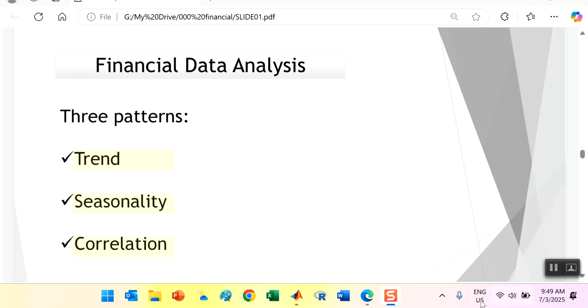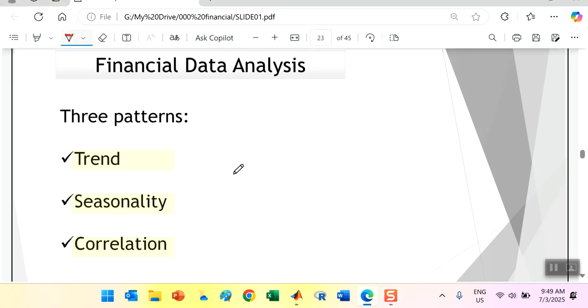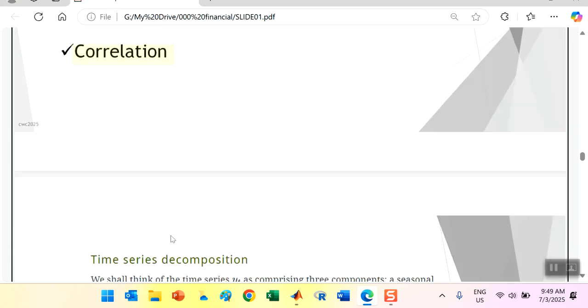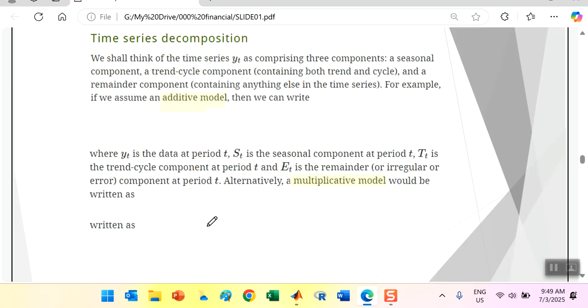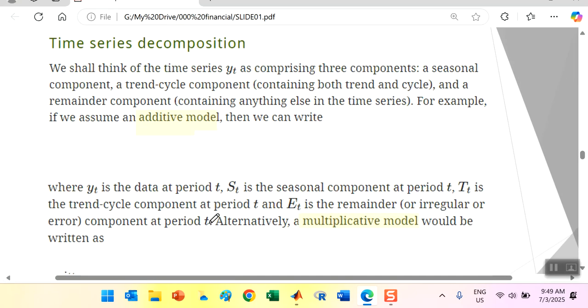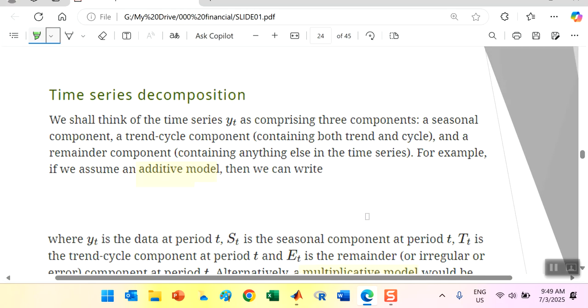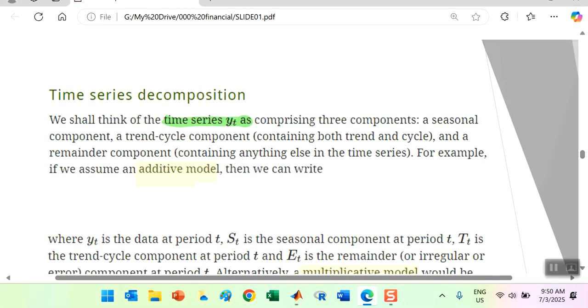Good morning, everybody. So we'll continue the financial data analysis using MATLAB. These are the common patterns we often observe from financial data: trend, seasonality, and correlation or serial correlation. Mostly you can use a decomposition, where we break down the time series according to the possible patterns inside it. Let's say the overall data set for the time series is Yt.